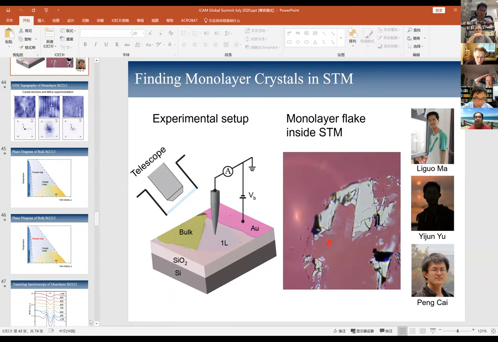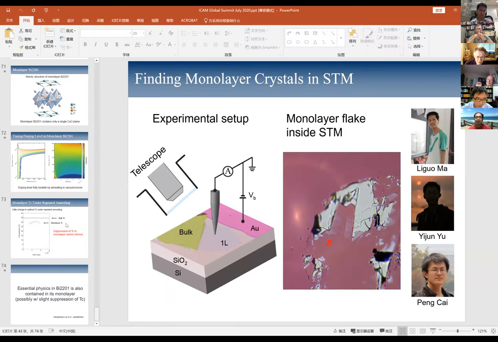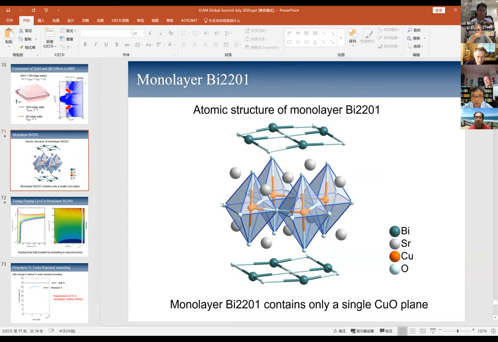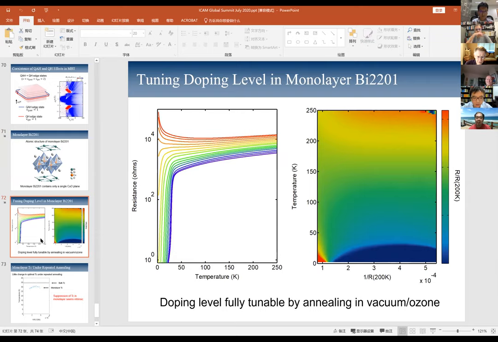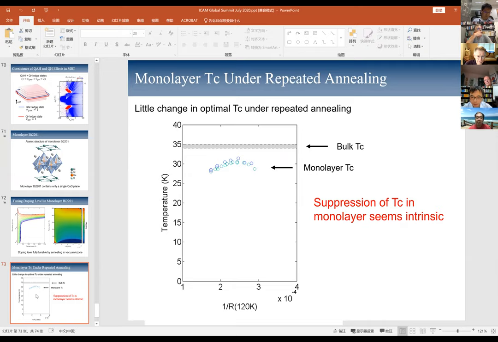Again, that's a very good question. I didn't have time to talk about our recent work on bismuth 2201 yet. For bismuth 2201, indeed, if you get a monolayer, the monolayer has only one copper oxide plane. However, the result we got is very similar to bismuth 2212, with possibly a difference: the Tc of the monolayer bismuth 2201 seems to be suppressed slightly. Right. Okay, thank you very much.